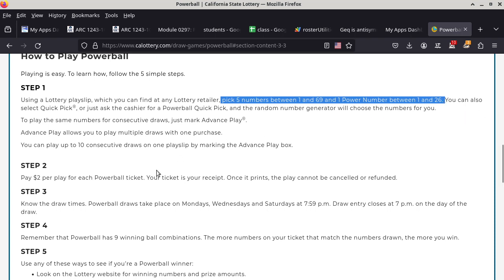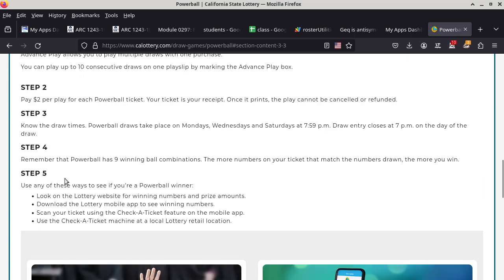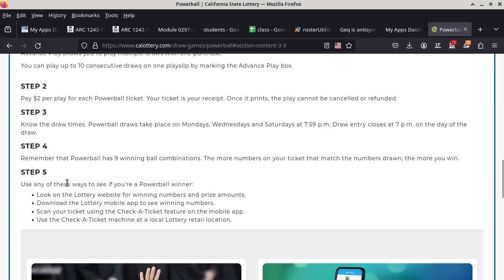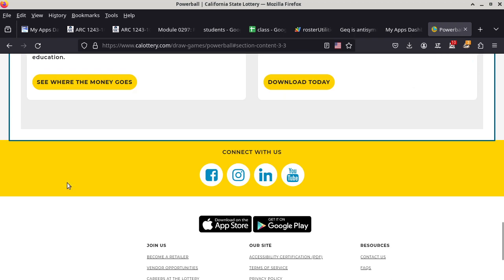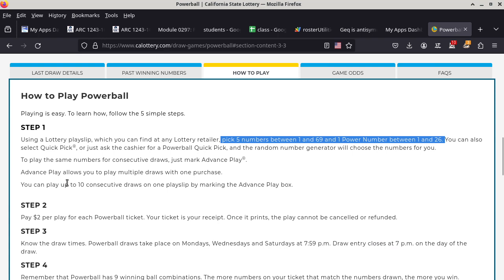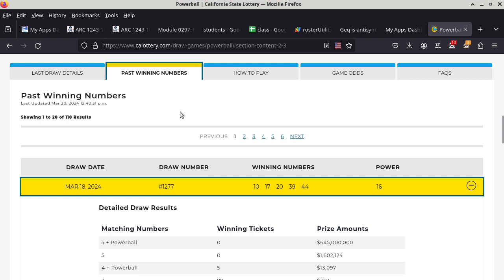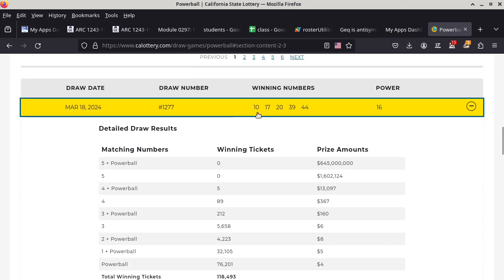Step two, step three, so it's $2 per play, or for each ticket. Number four, number five. So what it does not say is what constitutes a match. So I'm going to show you past winning numbers to give you a better idea of how they list the winning numbers. So these are the winning numbers on March 18th, and the Powerball number is 16.